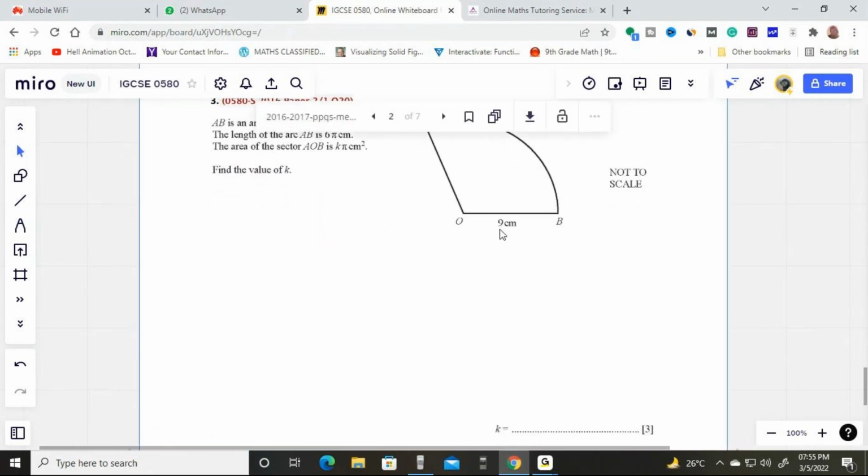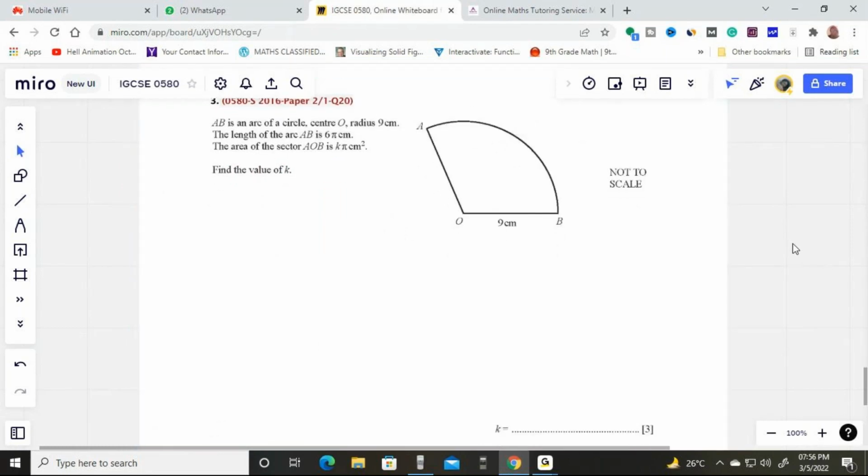Now we have been given here an arc of a circle. The sector of a circle is given to us. Center is O, radius is 9. Length of the arc AB is 6 pi. The arc is represented like this. So arc AB length is 6 pi centimeters. Area of the sector AOB is k pi centimeters square. We need to find the value of k.